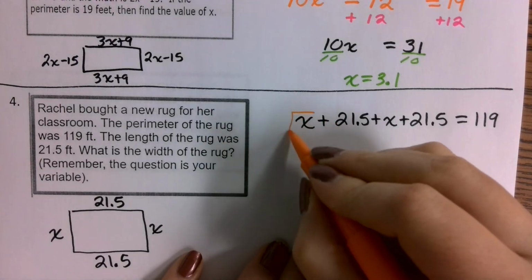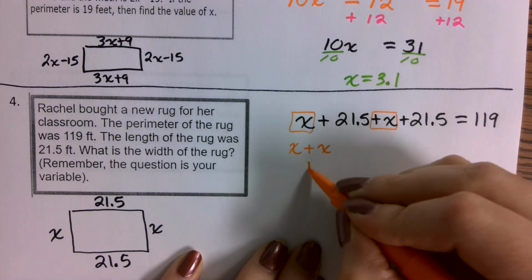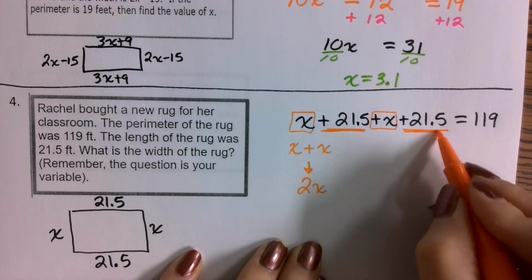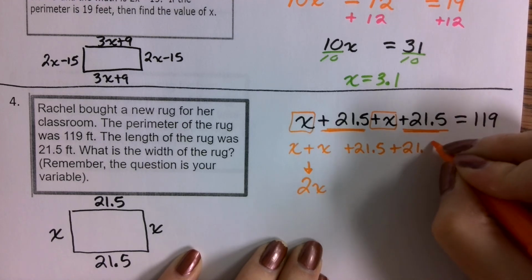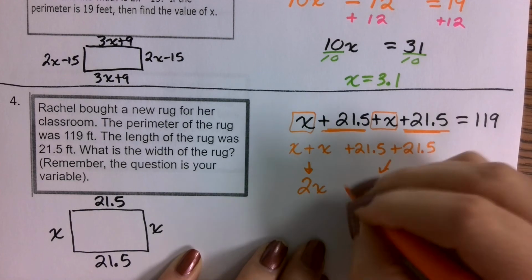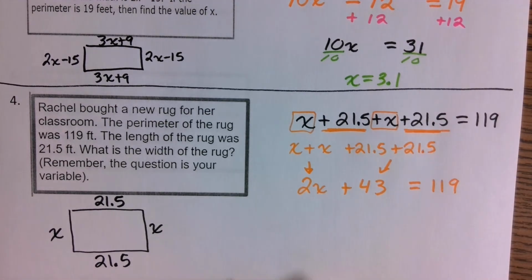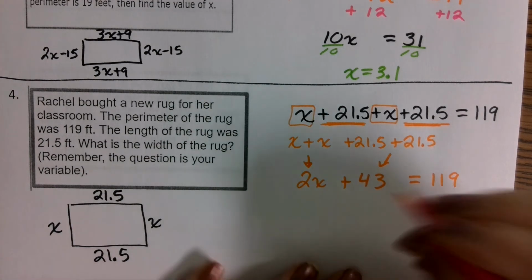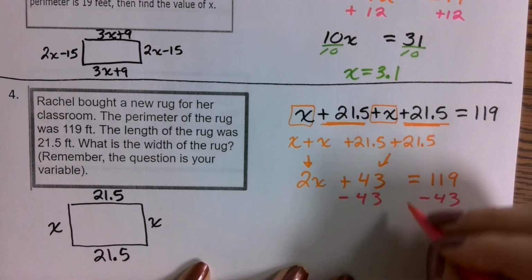Combine those like terms. We've got X plus X. What is X plus X? 2X. Very good. Okay, then we've got a positive 21.5 and a positive 21.5. What's 21.5 plus 21.5? Very good, 43. And the whole thing is set equal to 119. So now we start doing our inverse. We're going to subtract what first? We're subtracting the 43. We're going to subtract the 43 from both sides. Those 43s will get canceled out.